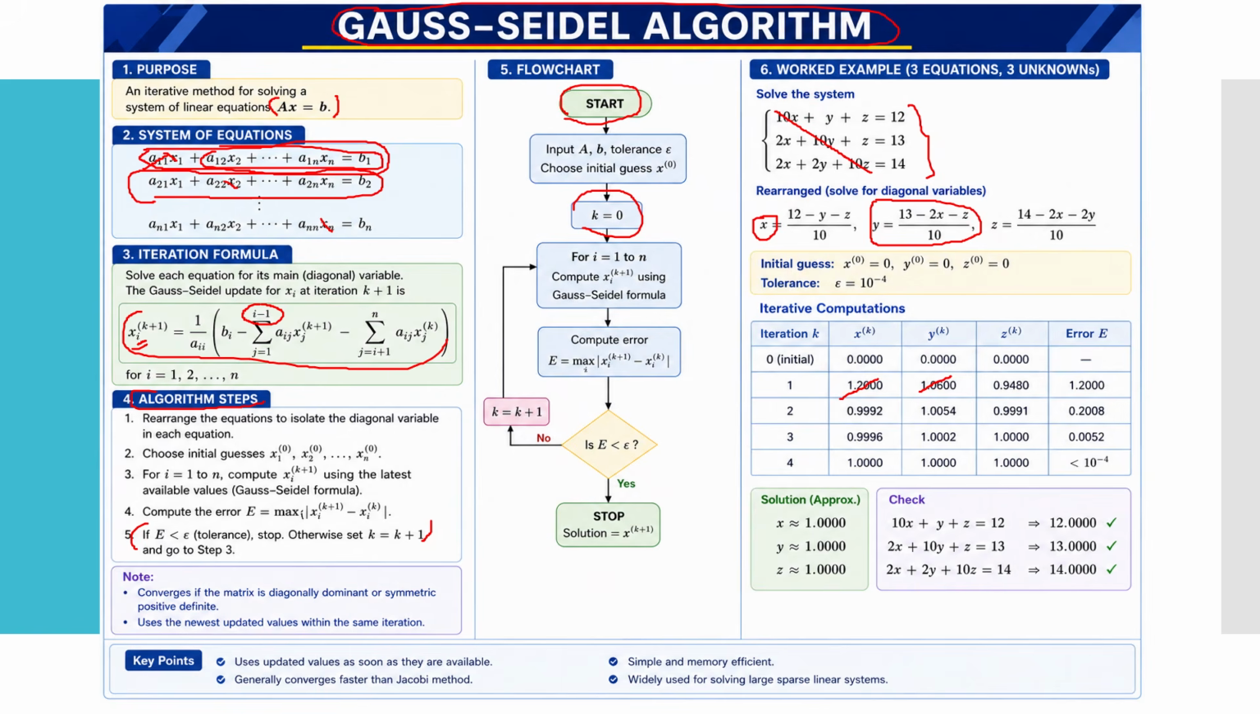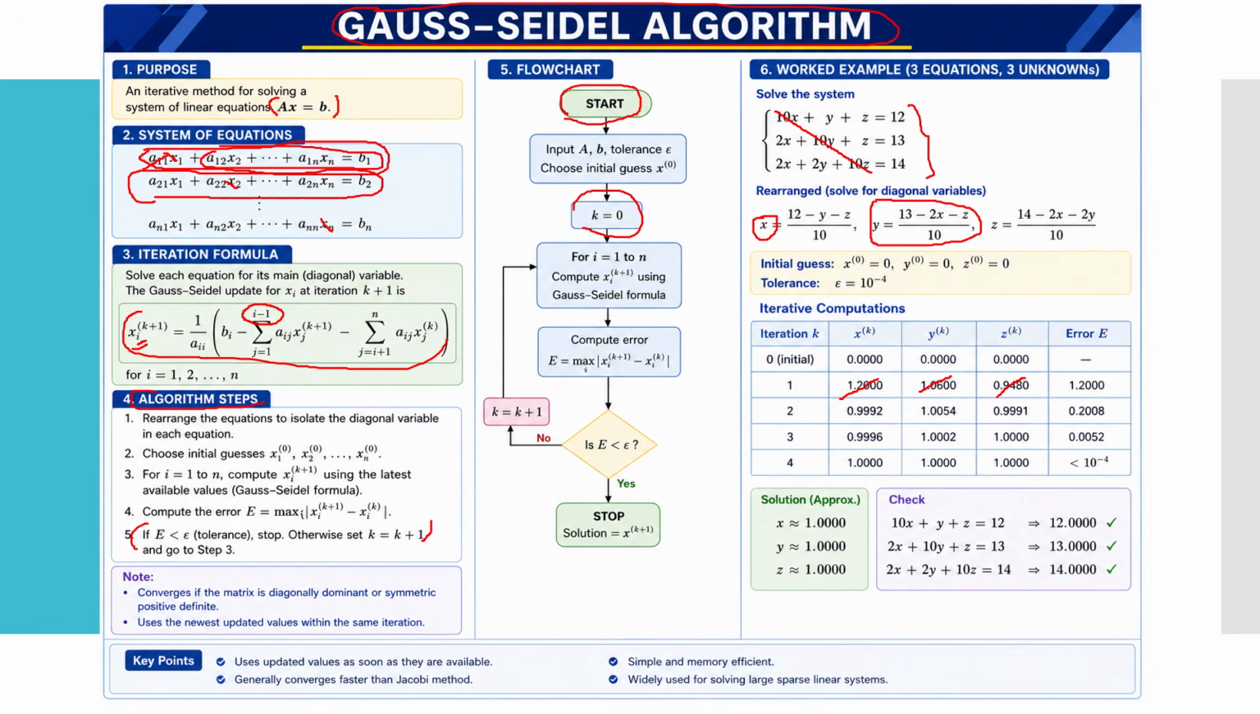But when we come to z, for the first iteration we have 0 for all three variables, but we have new calculated values for x and y, while we are still calculating the first iteration for z. So to calculate that value, we'll use the new values of x and y. So z is equal to 12 minus 2 times 1.2 minus 2 times 1.06. So it becomes 0.94. This is the first iteration.